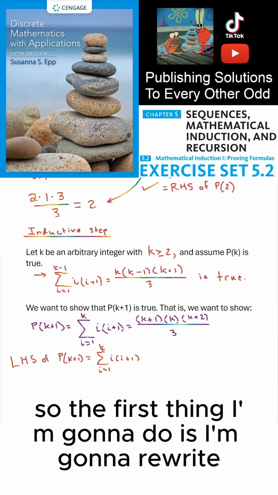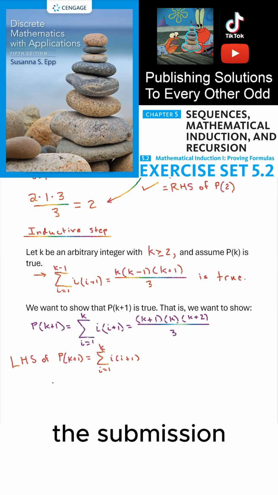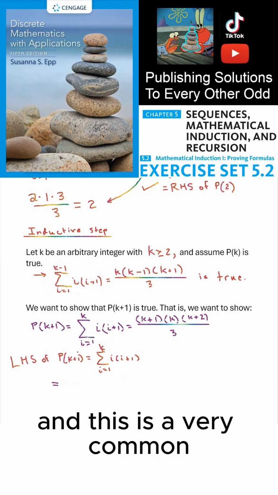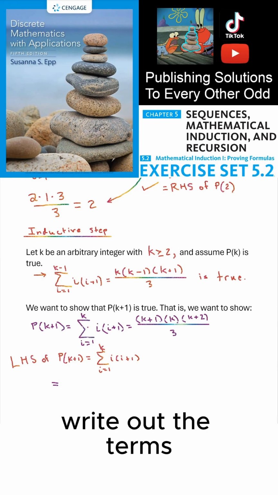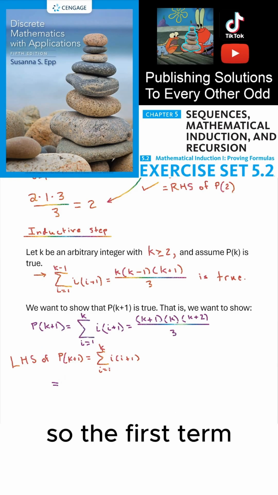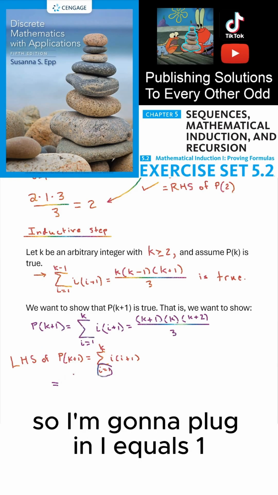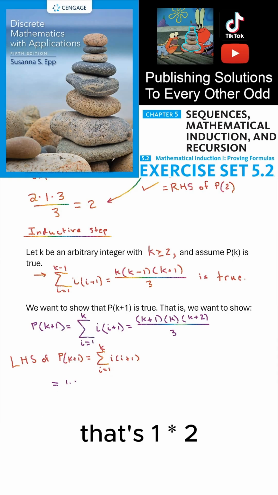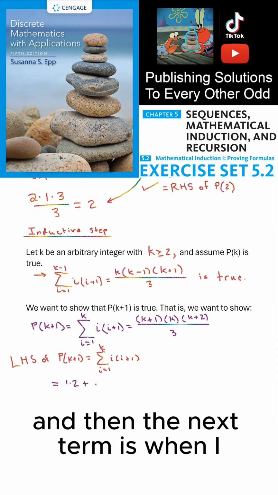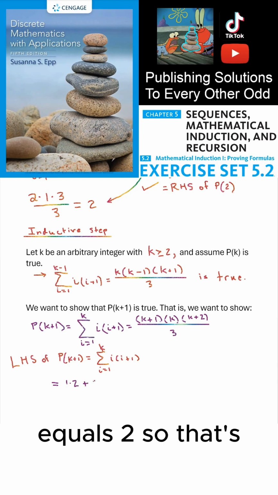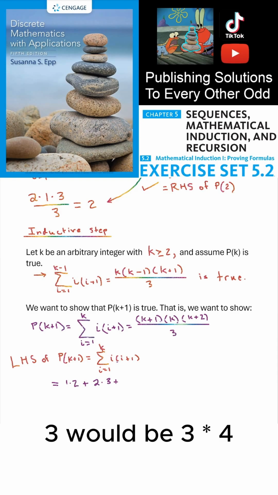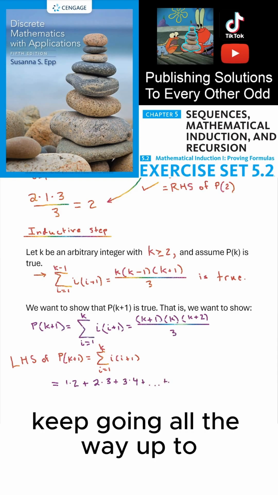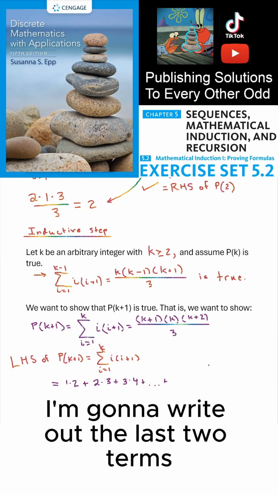So the first thing I'm going to do is rewrite this summation in expanded form. This is a very common strategy, which means I'm going to write out the terms. The first term corresponds to when i equals 1, so I plug in i equals 1. That's 1 times 2. Then the next term is when i equals 2, so that's 2 times 2 plus 1, which is 3. And then i equals 3 would be 3 times 4. And then we keep going all the way up to the last two terms.